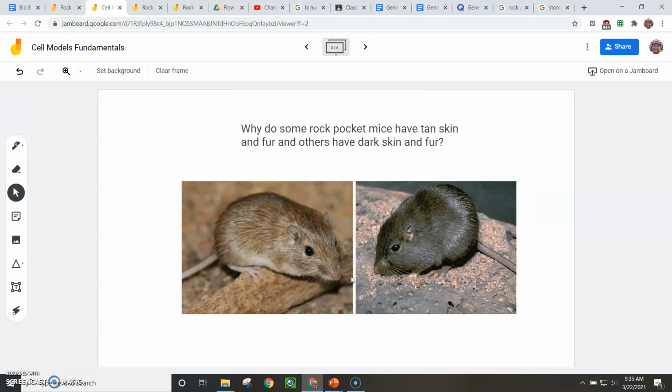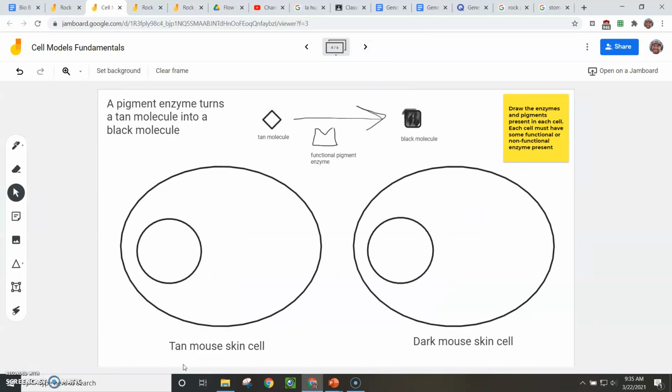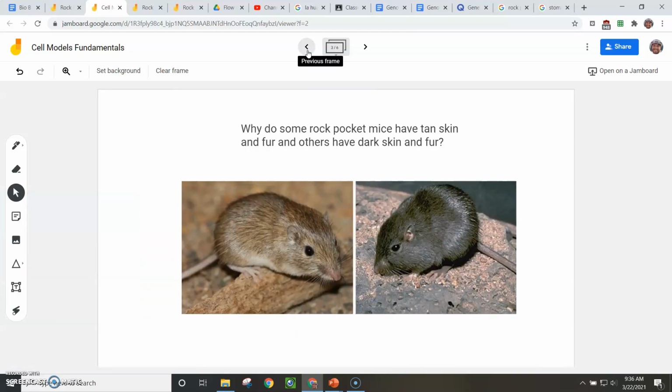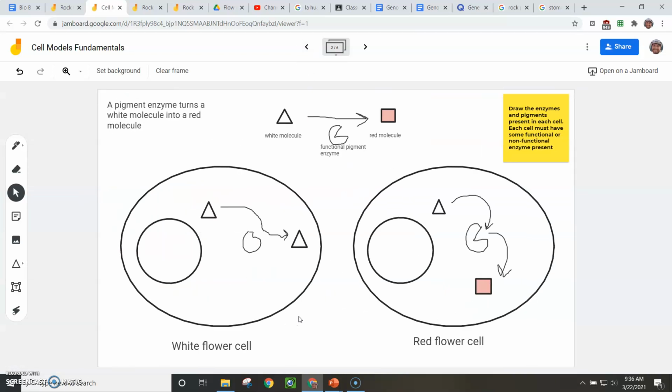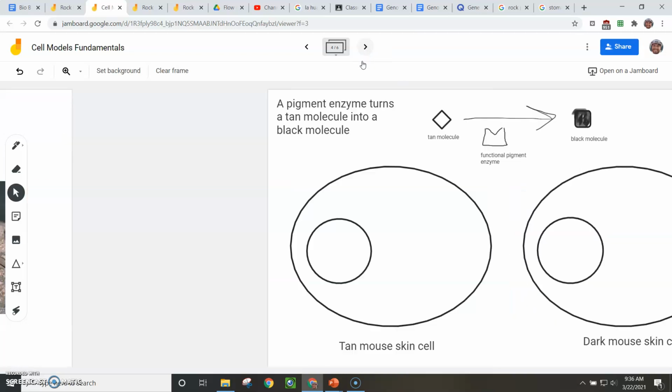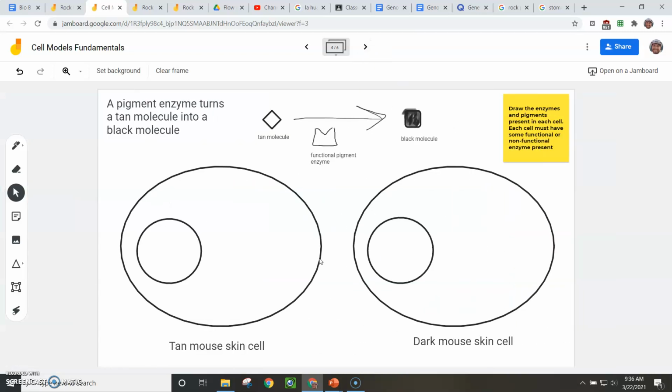They're similar. We've got a tan rock pocket mouse and a dark rock pocket mouse. And look what we have here. We have a skin cell for a tan mouse and a skin cell for a dark mouse. You'll need to draw the enzymes. You'll notice this pigment enzyme is a little bit different shape to fit the tan molecule and turn it into a black molecule. Use your example back here of your white and red flower cells to help you with your tan mouse skin cell and dark mouse skin cell.